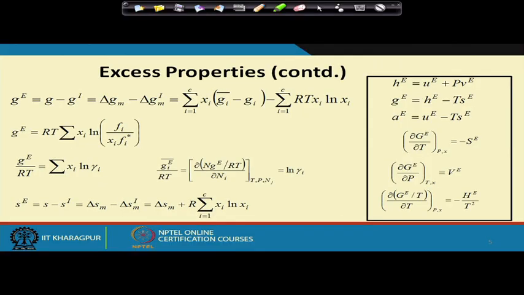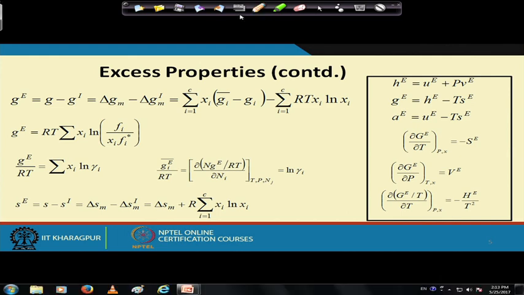Now, since we have defined another set of excess properties, it is very interesting to find out that these excess properties also obey the same equations as the molar properties and the total properties. Whatever equations we had defined in terms of total properties and molar properties, you just add a superscript E and you find that each and every relationship is applicable. All these equations you can actually derive, and they are applicable for total excess properties, partial molar excess properties, and molar excess properties, right.